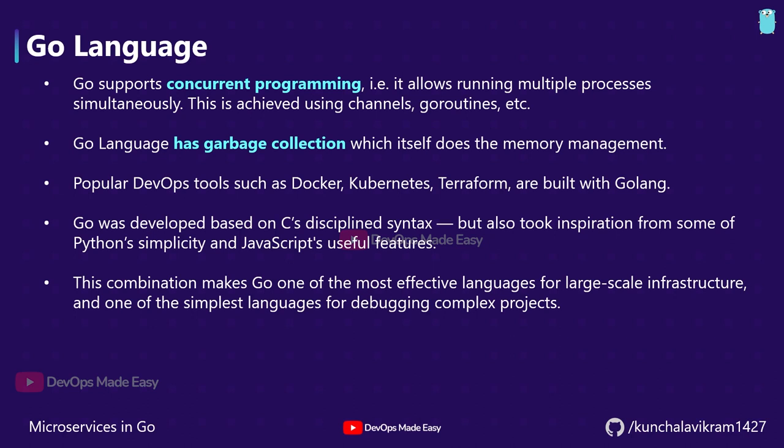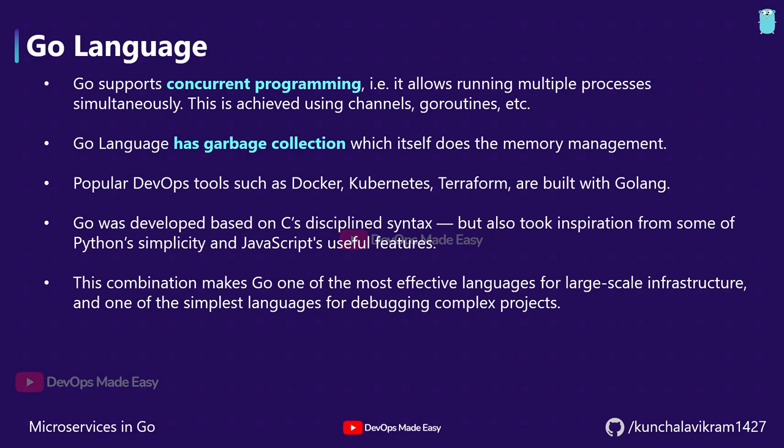That means that if you are not using any sort of variables, or if you are not using the imported modules, Go will throw an error and it will automatically remove it from the source code whenever you are using editors like VS Code, which we are going to see in the demo. And some of the popular DevOps tools like Docker, Kubernetes, Terraform are all built in Golang.